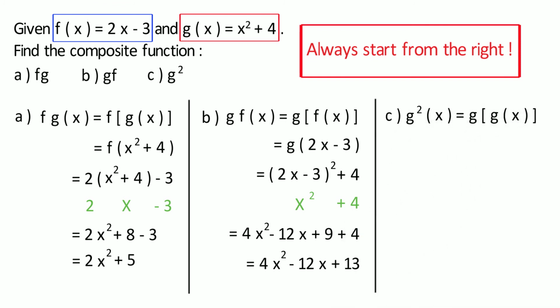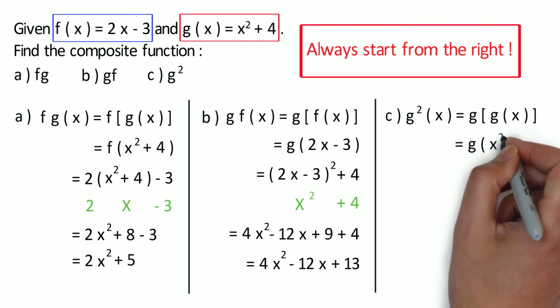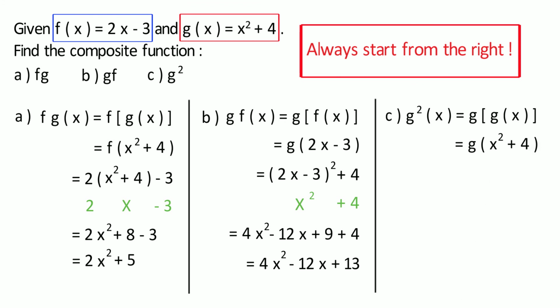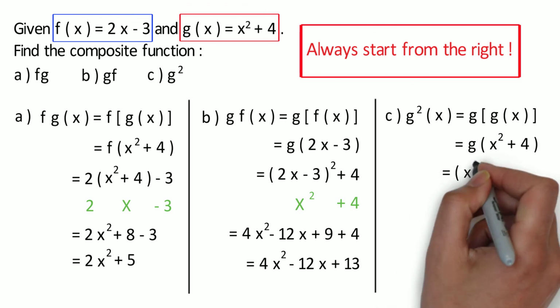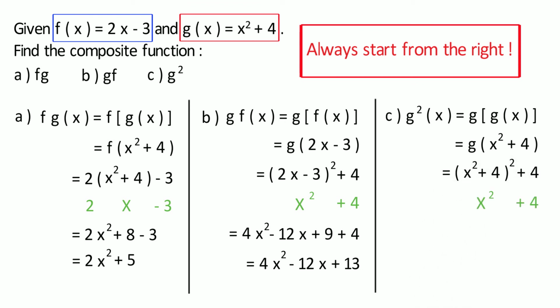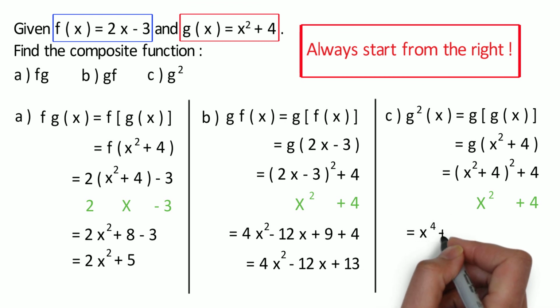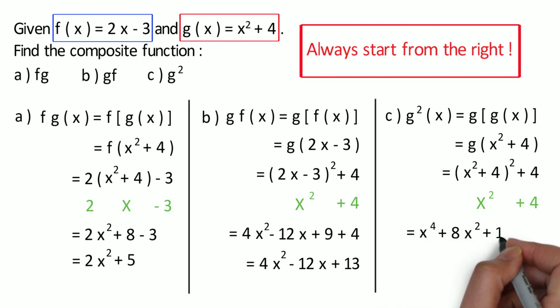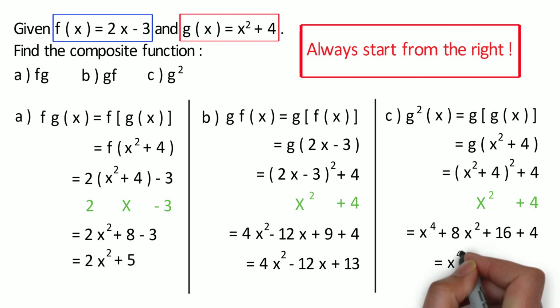Now to solve function g squared, make function g(x) the object of function g. Then substitute the value of g(x) into the equation and we get function g with object x squared plus 4. Now put the object into function g and we get open bracket x squared plus 4 close bracket squared plus 4. After expanding, we get x to the power of 4 plus 8x squared plus 16 plus 4, which gives us x to the power of 4 plus 8x squared plus 20.